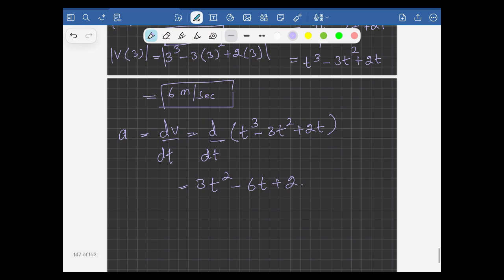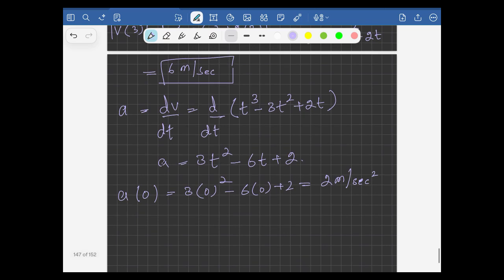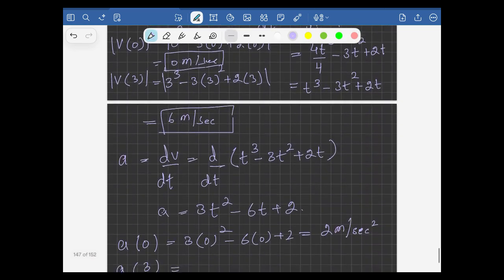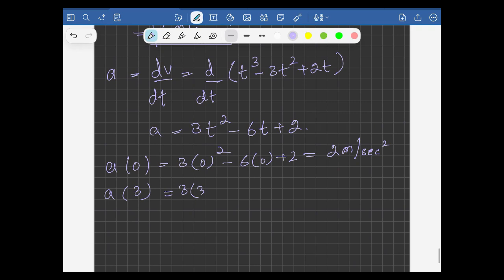Let's find the values of acceleration at the endpoints. So acceleration at endpoint 0 equals 3 into 0 squared minus 6 into 0 plus 2, which equals 2 meter per second square. And acceleration at 3 equals 3 into 3 squared minus 6 into 3 plus 2, equals 9 plus 2, so this is 11 meter per second square.